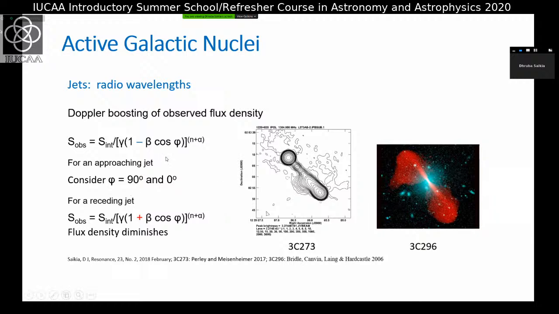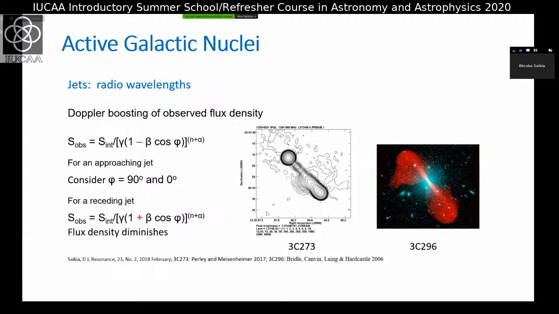Now, let's look at this equation for a little while and see what happens when phi is equal to 90 degrees. When phi is equal to 90 degrees, cos 90 is 0, but even then S, the intrinsic, would get divided by gamma to the power of n plus alpha. So even a source which is at 90 degrees to the line of sight, its flux density would get diminished. It will not get enhanced. Enhancement occurs when it is coming towards you. It is more pronounced when it is at small angles to the line of sight.